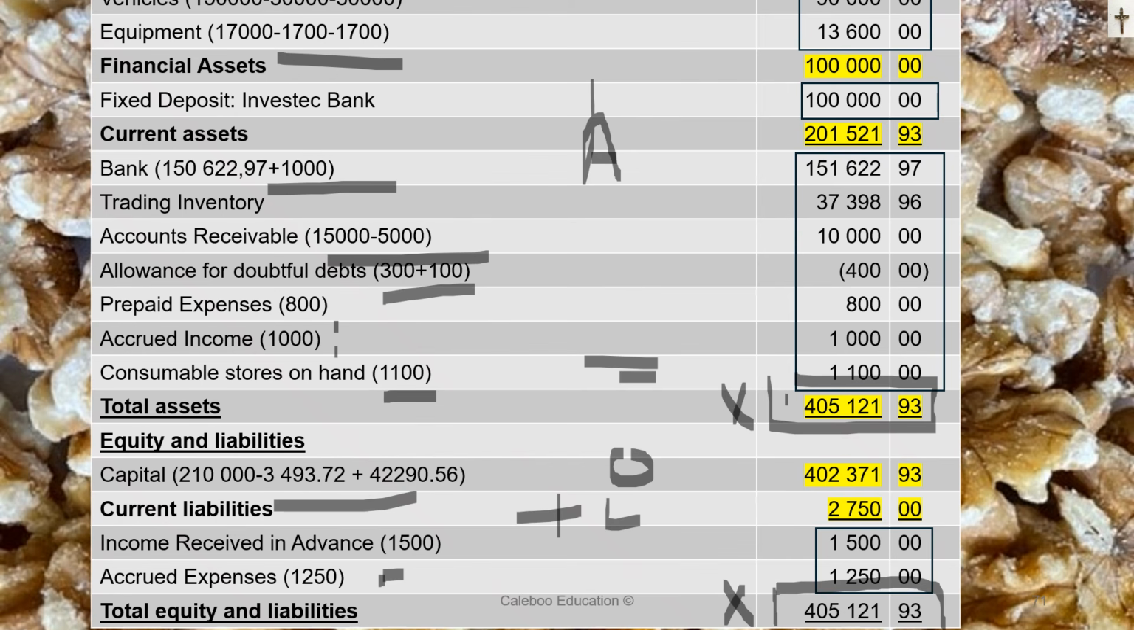I hope that helped you. This is the way questions are asked in exams. You're given a pre-adjusted trial balance with additional information, and they say complete the financial statements, the statement of comprehensive income and the statement of financial position. The statement of comprehensive income, income and expenses, and the statement of financial position right in front of you, assets equals owner's equity plus liabilities.